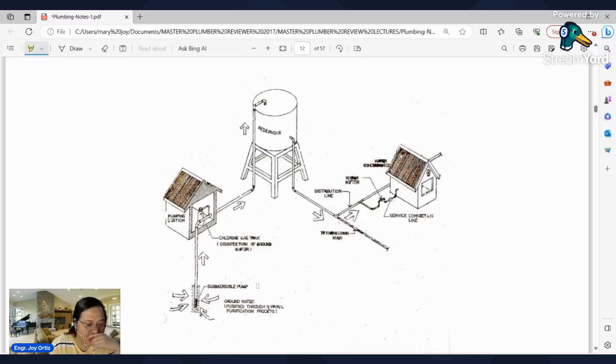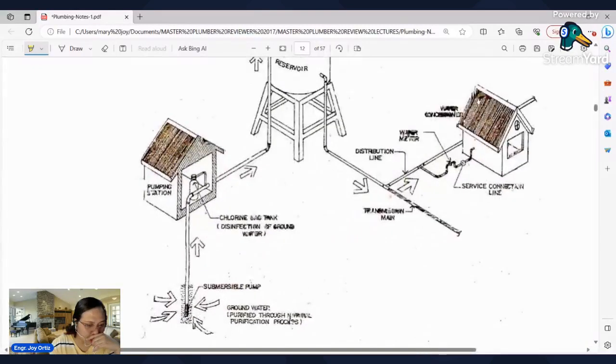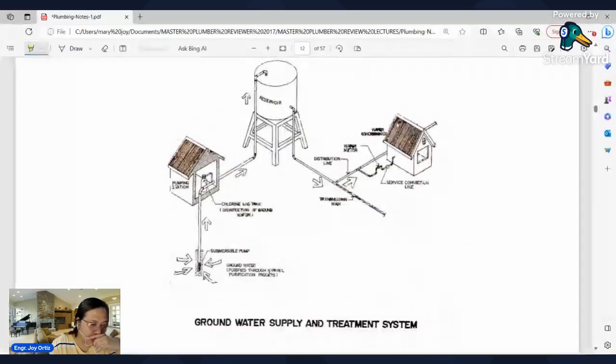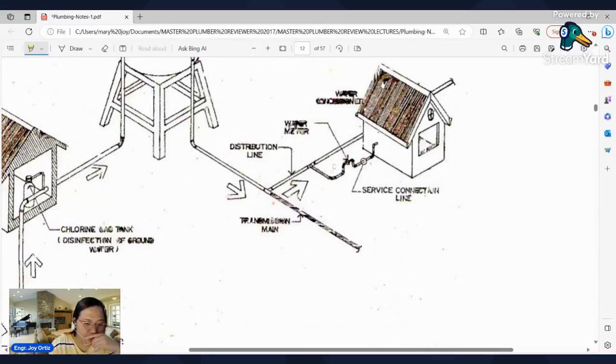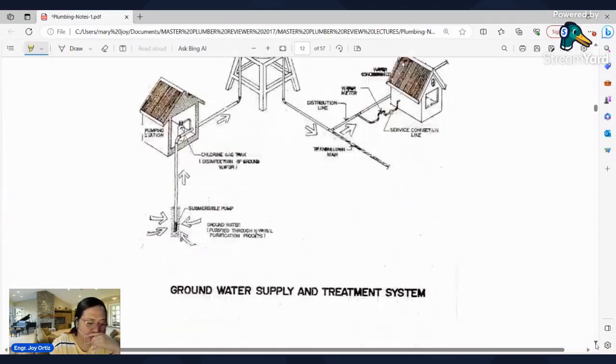From this, for groundwater, let's look at this. Groundwater is purified through purification rocks. It already has rocks. Then there is a pumping station to go up. At the pumping station, at the pump itself, we add a chlorine gas tank to disinfect the groundwater. Then we put it in the reservoir. After putting it in the reservoir, it is pumped up, then goes to the main transmission line to the distribution line, then there is a water meter, which you can see here, then the service connection lines, and tada, it goes to the house. That is the groundwater supply and treatment system.